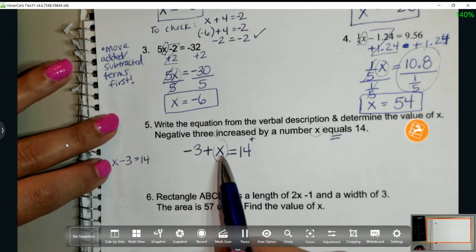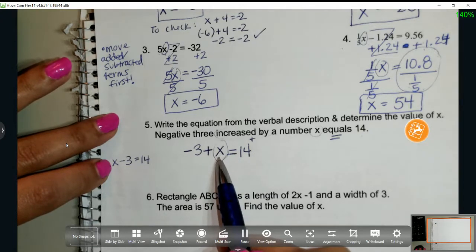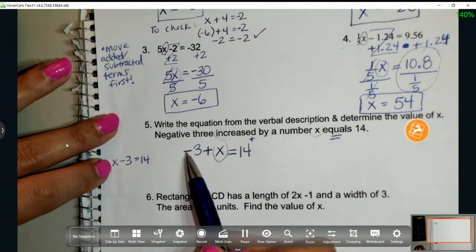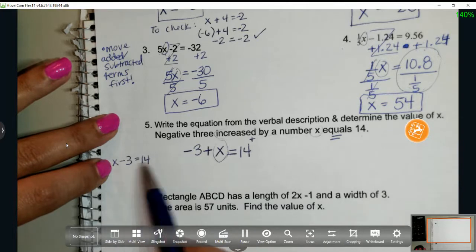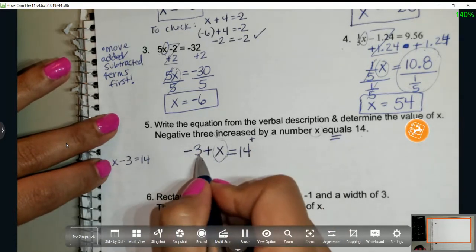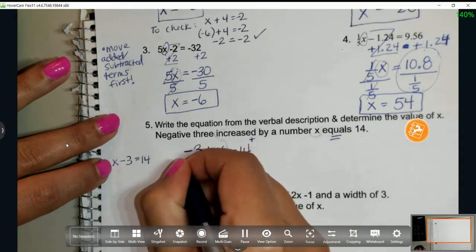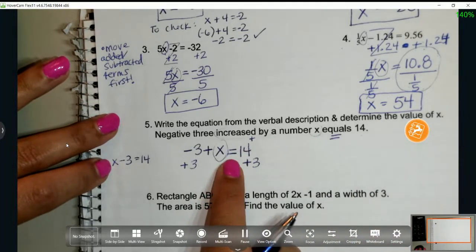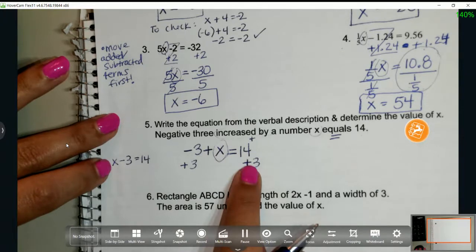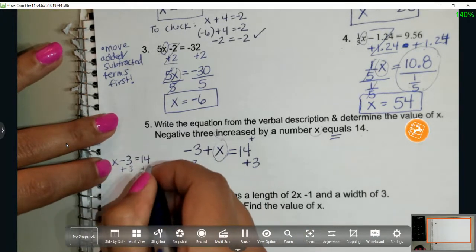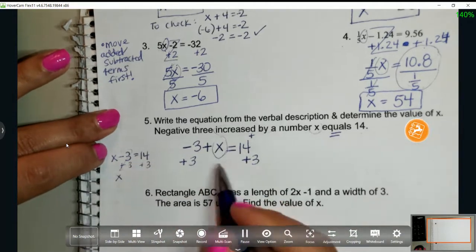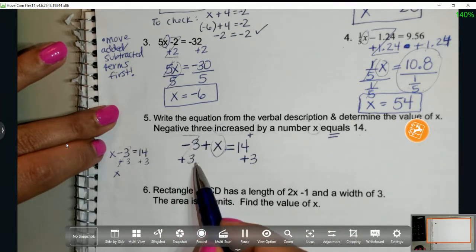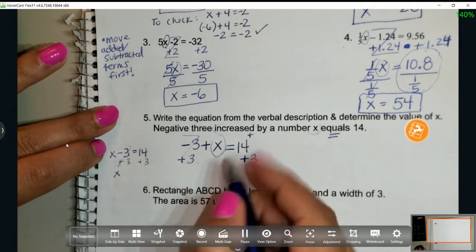But remember, guys, our goal is to isolate x, to get the variable alone. So I'm going to do whatever it takes so that whatever is around it goes away. The opposite of subtracting 3, or taking away 3, is to add 3. And because it's an equation, what I do on one side of the equal sign, I need to do on the other. -3 plus 3 zeroes out, and that's what we're looking for, leaving only the positive x.